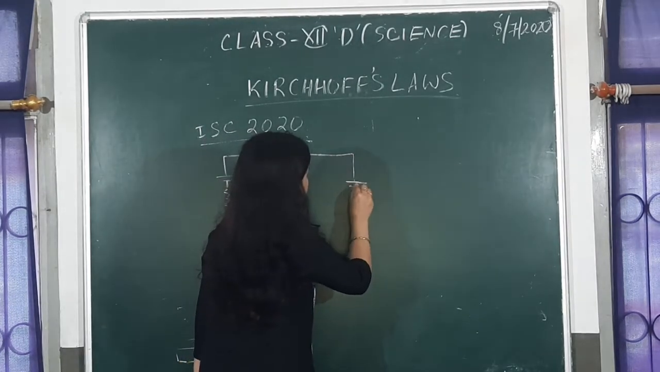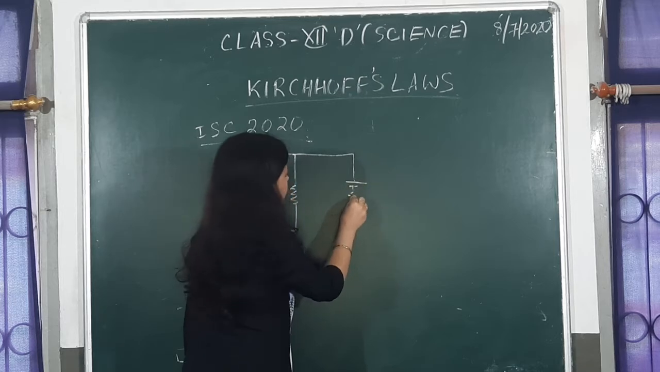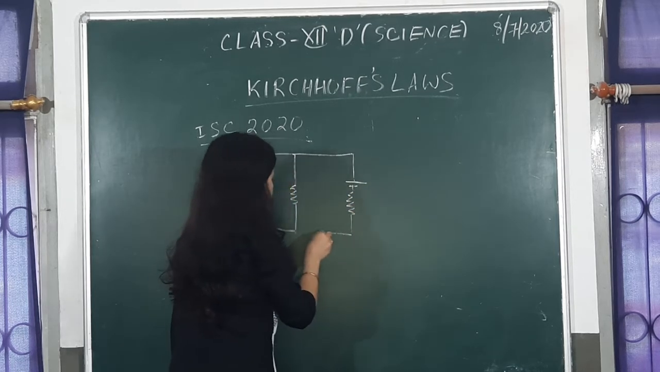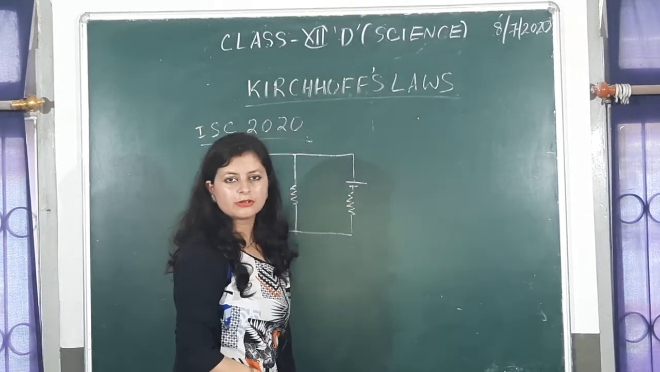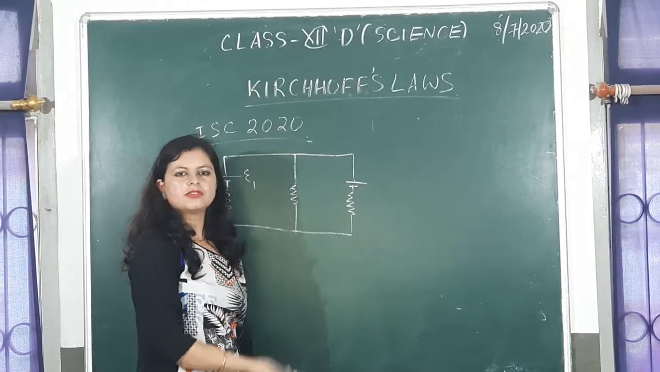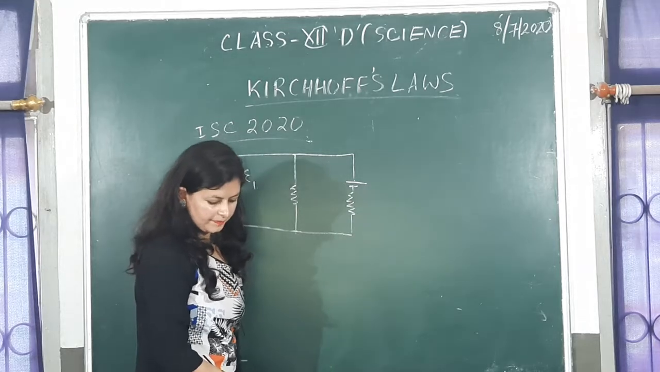So this is where Kirchhoff's law comes handy. You have a lot of cells, you have a lot of resistance which is neither in series nor in parallel. How are you going to find out the value of current? This is the solution. You are going to apply Kirchhoff's law.